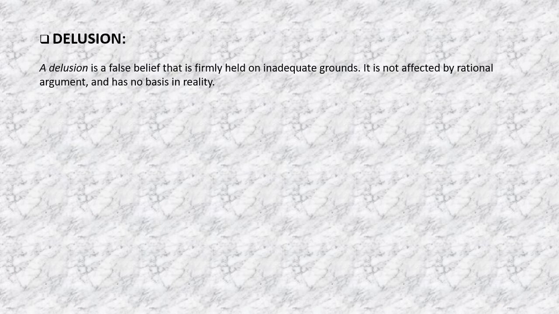Now, under positive symptoms, as I said, there is delusion. I hope you have all heard about delusion, but you may not know what delusion is. So what is delusion? A delusion is a false belief that is firmly held on inadequate grounds. It is not affected by rational argument and has no basis in reality. So basically delusions are firm, unshaken beliefs that a person with schizophrenia holds.